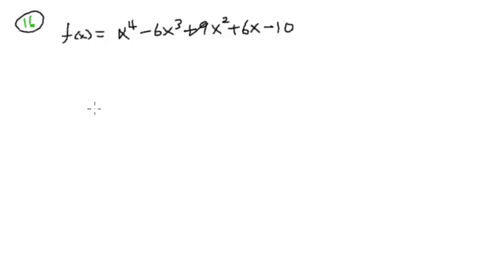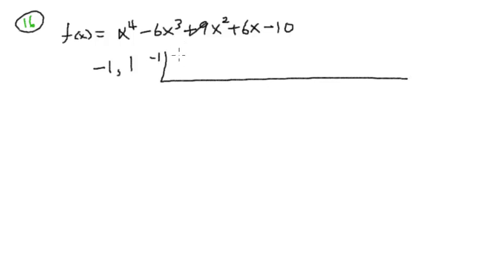I think I see one at -1. Yep, -1 is a zero. And I see another one at 1. Yep, I confirm those two are zeros. And then it looks like the other two are imaginary because I don't see them on my graph. So we're going to do some synthetic division here.